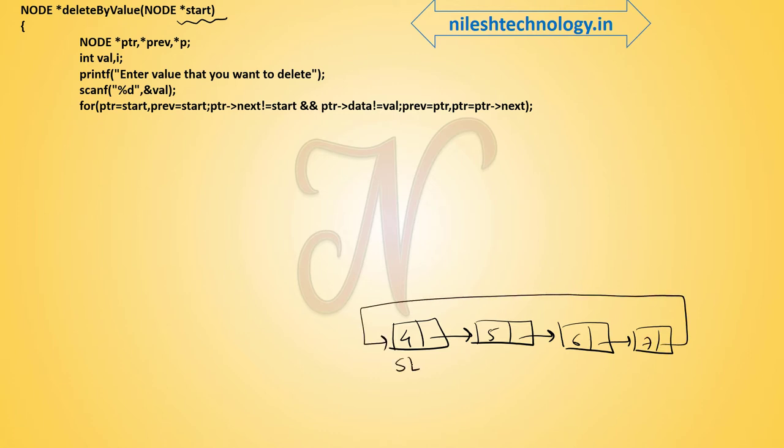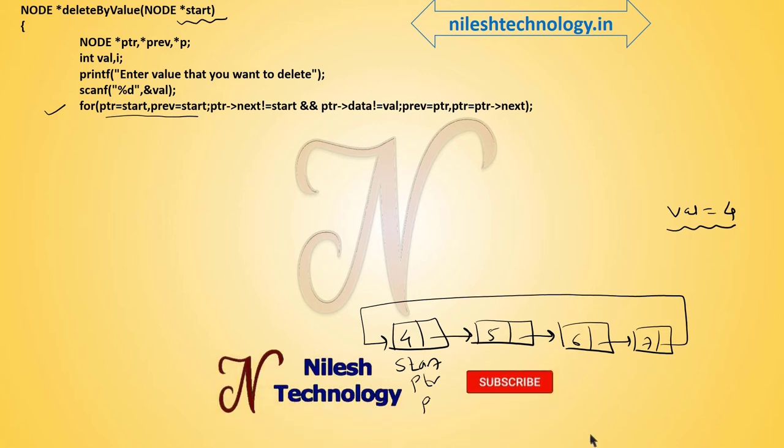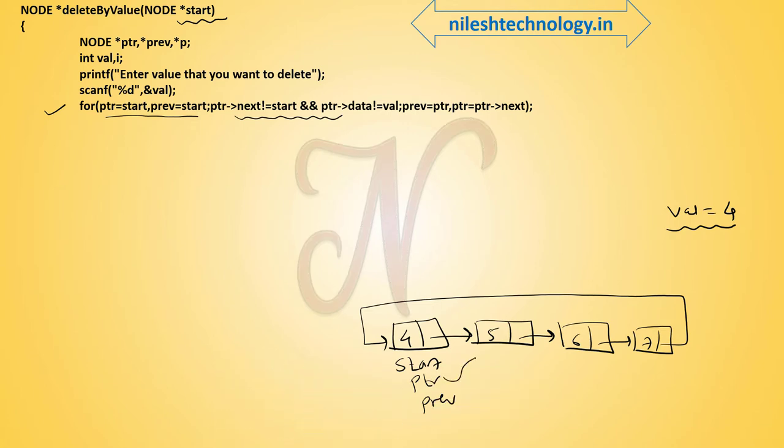This is your start. Here we assume that we delete the value 4, so your value is 4. By using this for loop we find this node. So ptr equal to start, prev equal to start. This is your ptr and the prev. Then the condition is that next is not equal to start and data is not equal to value. Here ptr of next is not equal to start, true, and the data 4 is not equal to 4, false. So here we break this loop.